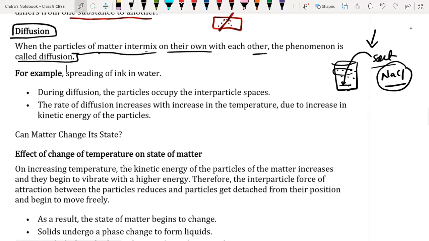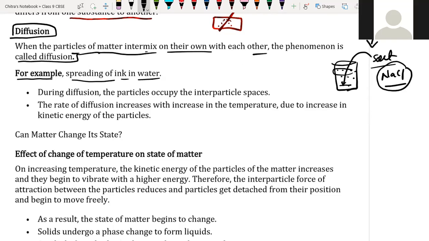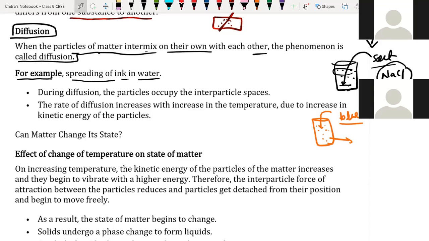For example, we are going to understand one example here, like spreading of ink in water. Here we have taken ink. Again, we have one glass of water, and suppose I have added blue ink in that water. That water will dissolve the complete blue ink in it. That mixing happens because of diffusion. The particles of the blue ink will distribute uniformly throughout the water, and on its own, no external force is required for that. Hence, it is diffusion.